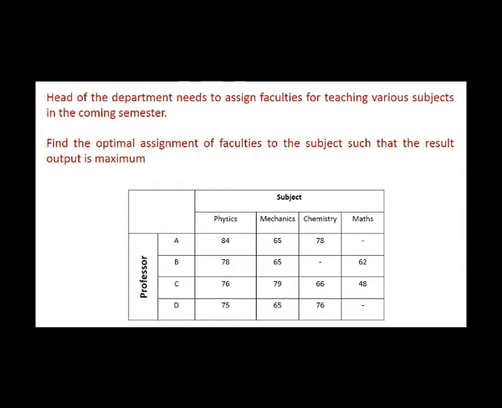Now, it is also a restricted assignment problem along with maximization. Why restricted? Because there is a dash at A and maths. That means Professor A can't teach maths. Similarly, Professor B can't teach chemistry, and Professor D also can't teach mathematics. So this is a combined problem of maximization as well as restricted assignment.